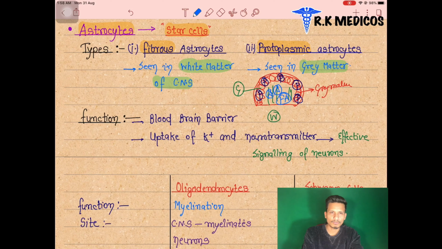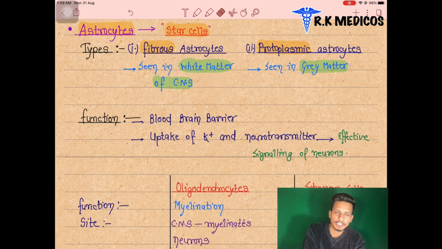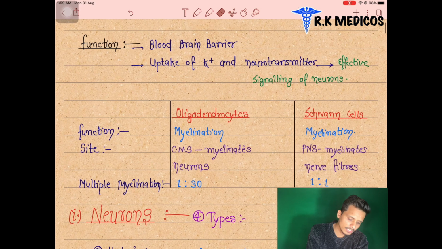So you have to know where these cells are located. In the central nervous system, in the periphery region, the gray matter is present. It means the protoplasmic astrocytes are present. Now what is the function of these astrocyte cells? They are going to form the blood-brain barrier.